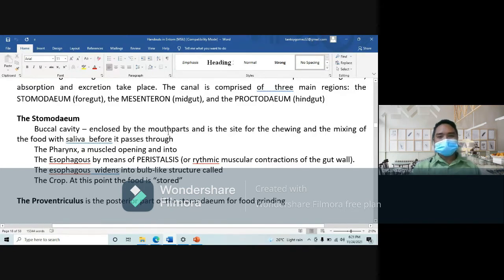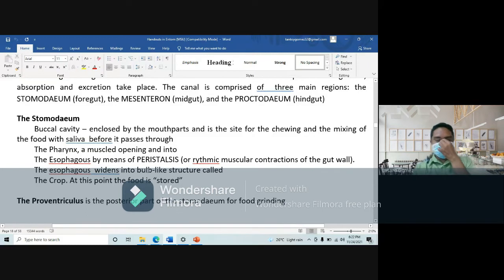Sa grasshopper, magsima-sima siya, pagsupa-supa siya. Okay, that is the vocal cavity of insects. What is a pharynx? A pharynx is a muscled opening, and from the vocal cavity, or the mouth sa insects, the food passes through its pharynx, then passes through its esophagus by means of peristalsis, or rhythmic muscular contractions of the gut wall.